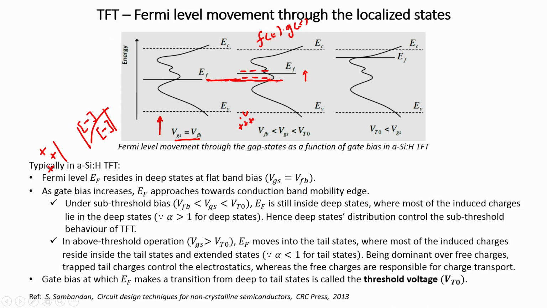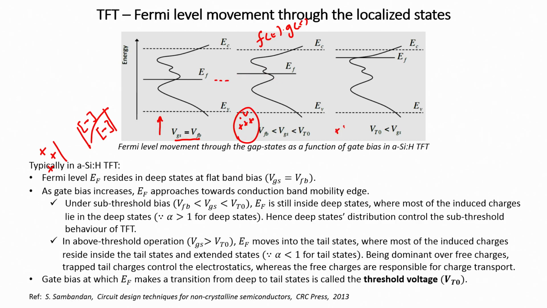So, now the meaning of acceptor-like states becomes very clear, right. As the Fermi level moves up, these states were filled with electrons and therefore, they all became negatively charged. So, they are playing the same role as the doped acceptor-like ions in the case of an N channel MOSFET. As the Fermi level moves up, the acceptor-like states get filled with electrons and this charge compensates for the charge on the gate.